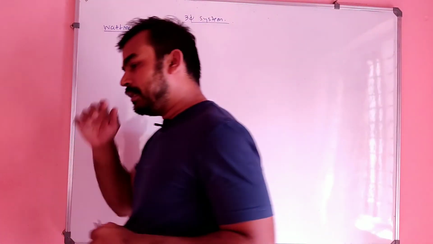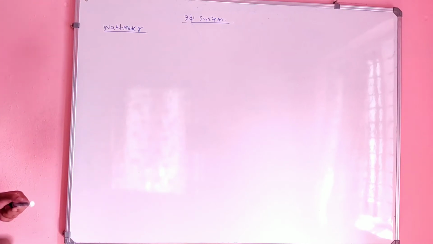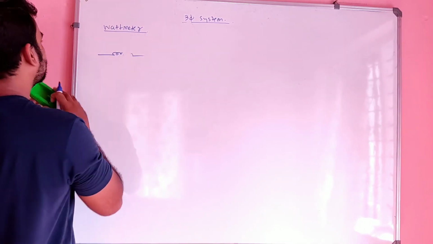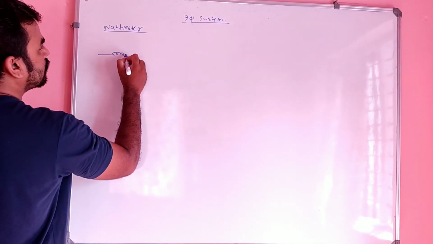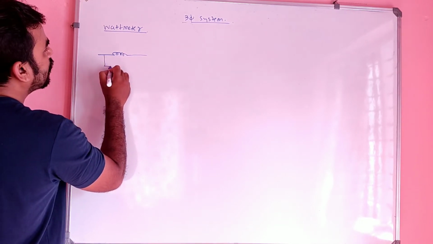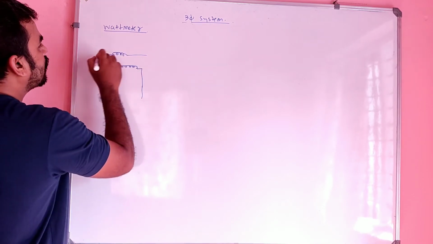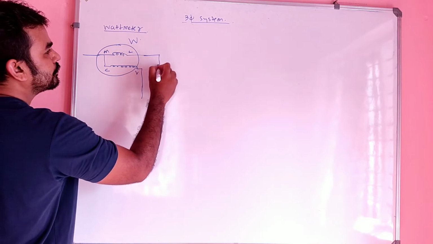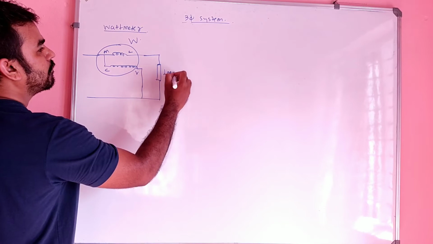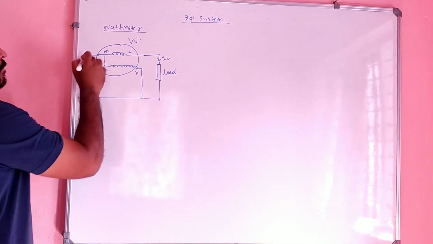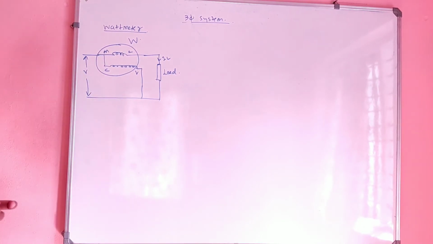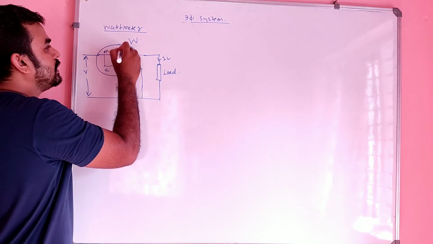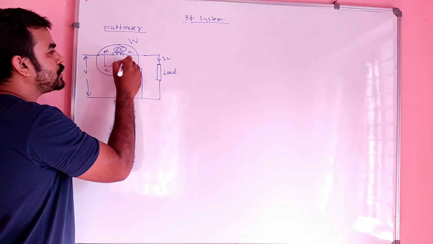A wattmeter always gives the power, which is nothing but the average power. So this is the symbol and connection of a wattmeter. The wattmeter has two coils. One is called the current coil or CC. Another one is called the pressure coil or PC.